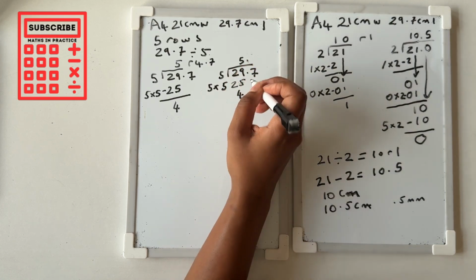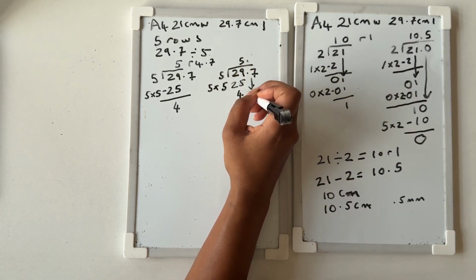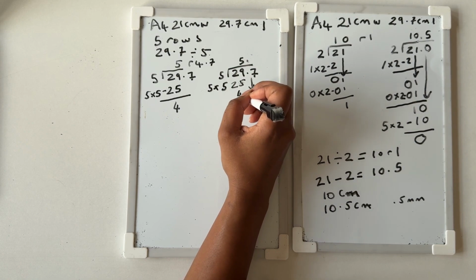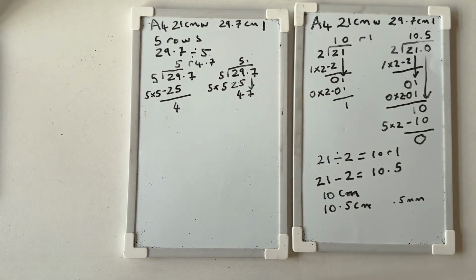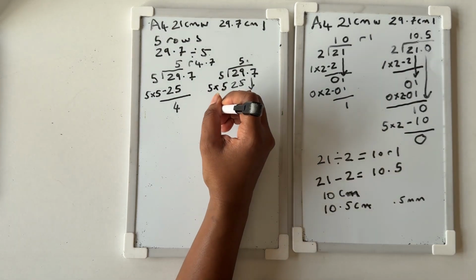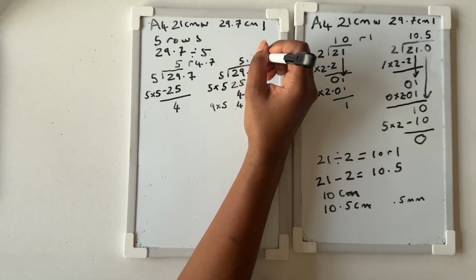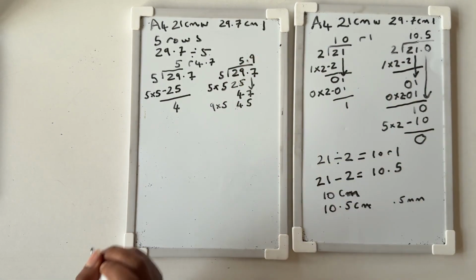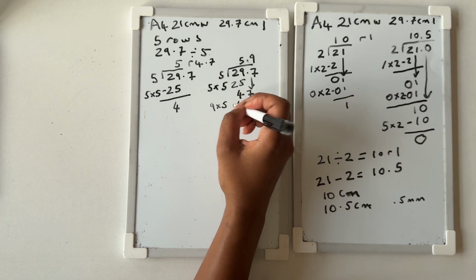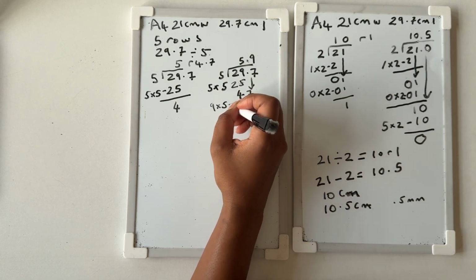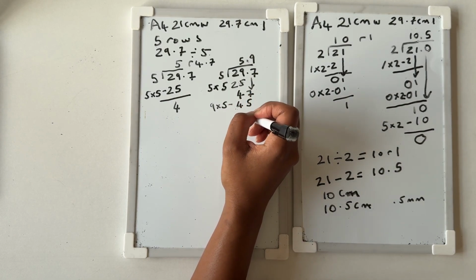We're going to drop the 7 out. How many times does 5 go into 47? Does it go into 47? Yes, it does. 9 times 5 is 45, so we're going to write our 9 here. We're going to do our subtraction. So 47 minus 45 is 2.